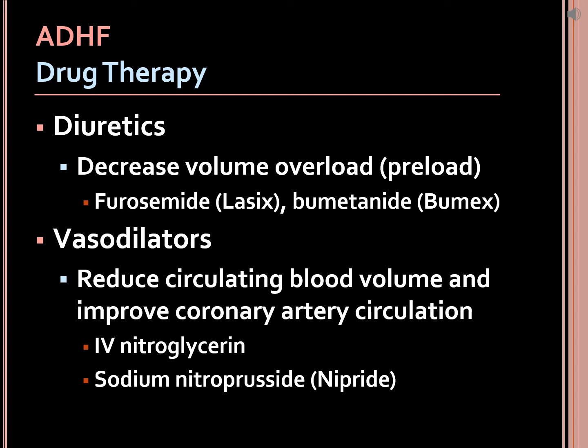Another drug therapy that we can use for acute decompensated heart failure is vasodilators, and these again are going to rapidly reduce our preload.